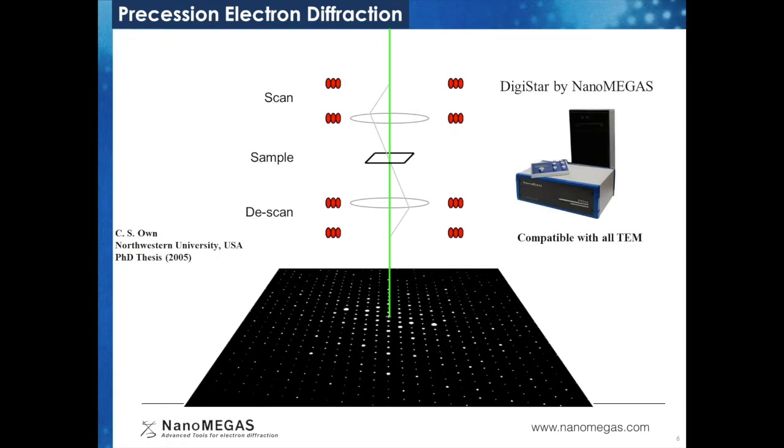NanoMEGAS has designed dedicated hardware to do beam precession, which is commercially known as DigiSTAR, and it is compatible with all the transmission electron microscopes (TEM) currently on the market. And it is used by almost 50 labs in the US itself.